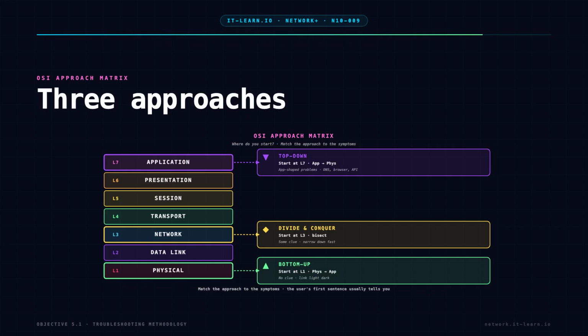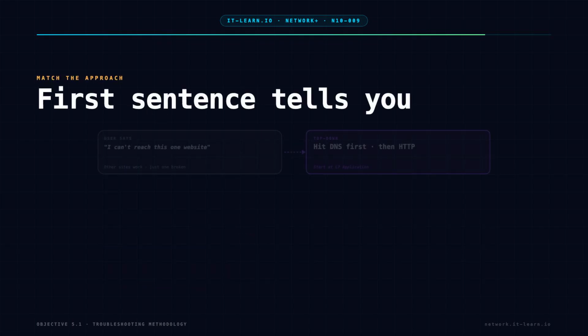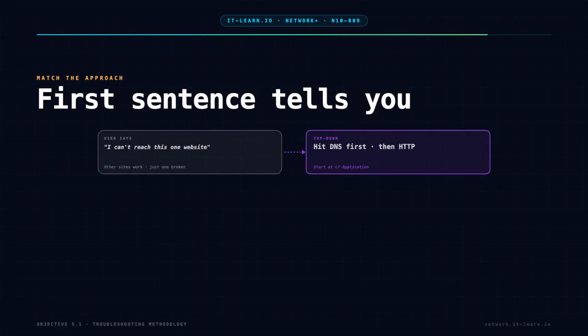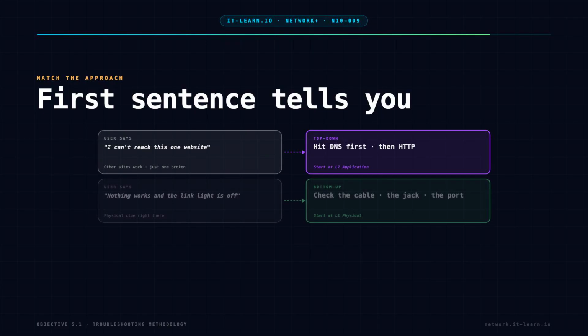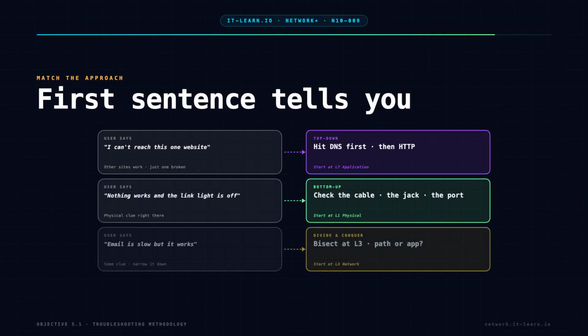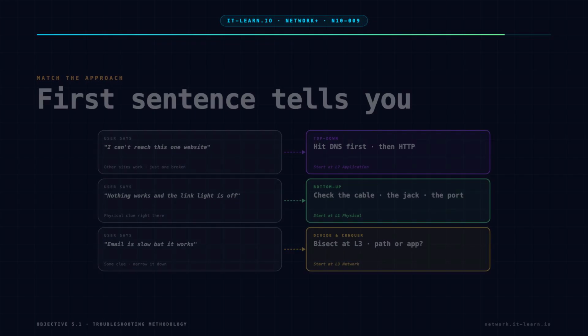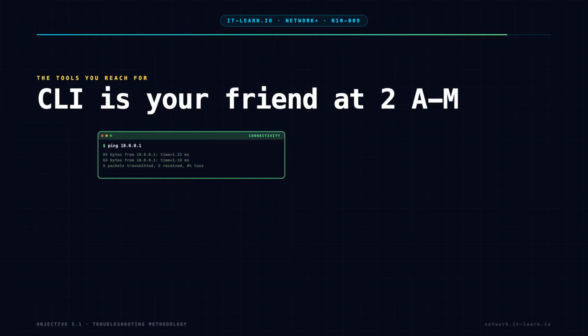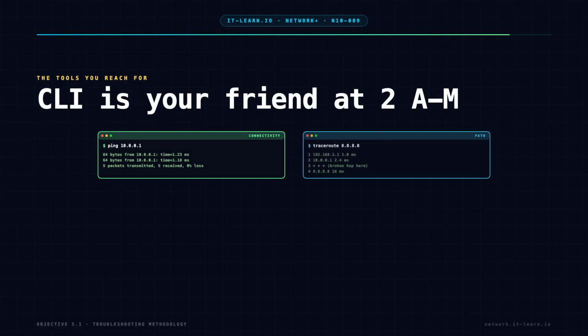The tools you reach for. Ping for connectivity. Traceroute for path. nslookup or dig for DNS. ipconfig or ifconfig for IP configuration. Netstat for active connections and listening ports. And on the device itself, the show commands: show interface, show ip route, show running-config. The CLI is your best friend at 2 a.m.